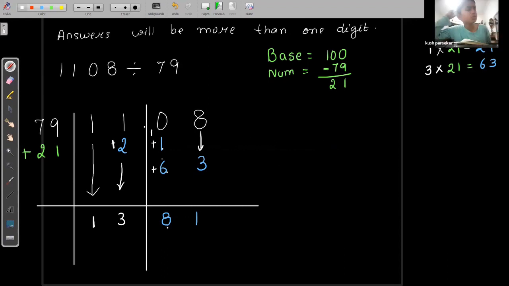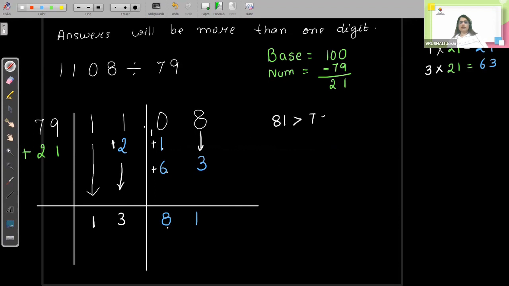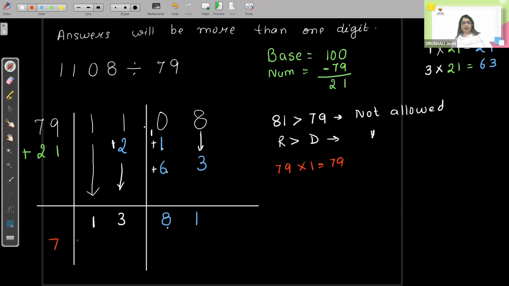Yes, ma'am. Okay. Now, our 81 is greater than 79. Is that allowed? This is not allowed. Correct? Our remainder is greater than the divisor, which is not allowed. So in that case, we will say the table of 79 till we come close to 81. That will be 79 ones are 79 only. I'm going to write here 79 into 1 is equal to 79.